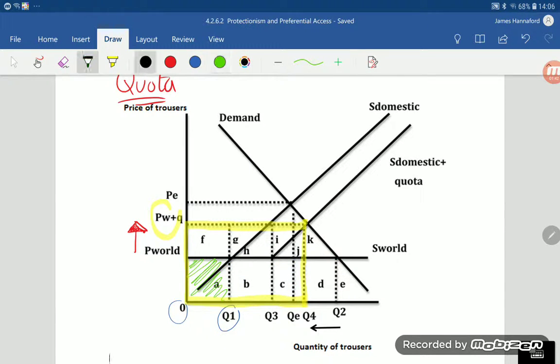The next thing to show is that this area here, I'll just put that in green for a second, shows the quantity of goods imported after the quota is introduced, area Q1 to Q3. Therefore, we can show how much the domestic producer benefited from the introduction of the quota.